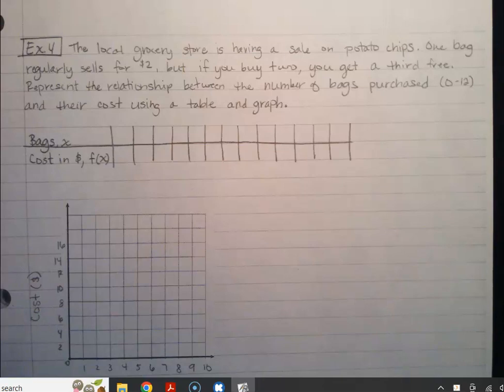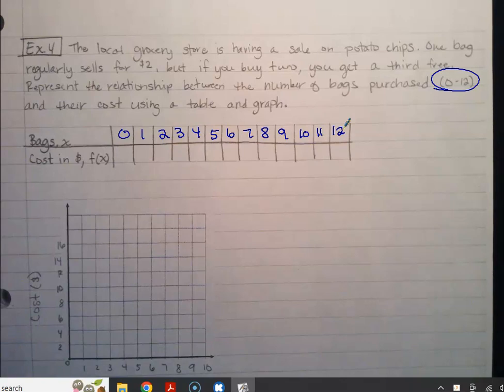All right, so we've got bags, which are x, and the cost in dollars, which is f of x. We're supposed to do this for the bags purchased from 0 to 12. So where do we put that in our table? Do I put it with bags or with the cost? Bags. So we're just going to go 0, 1, 2, 3, 4, 7, 8, 9, 10, 11, 12.